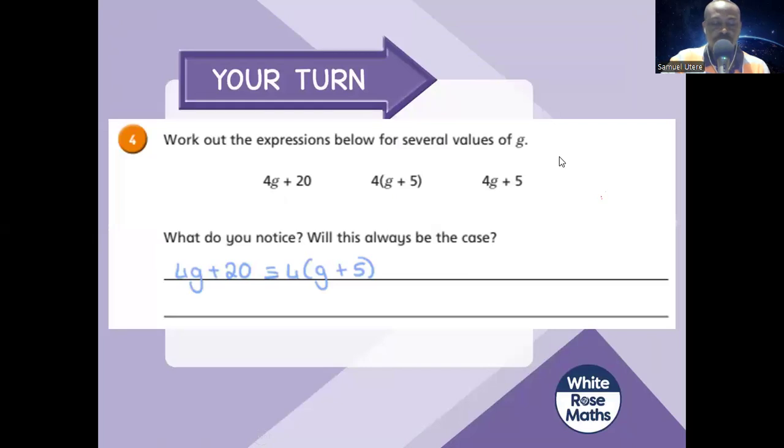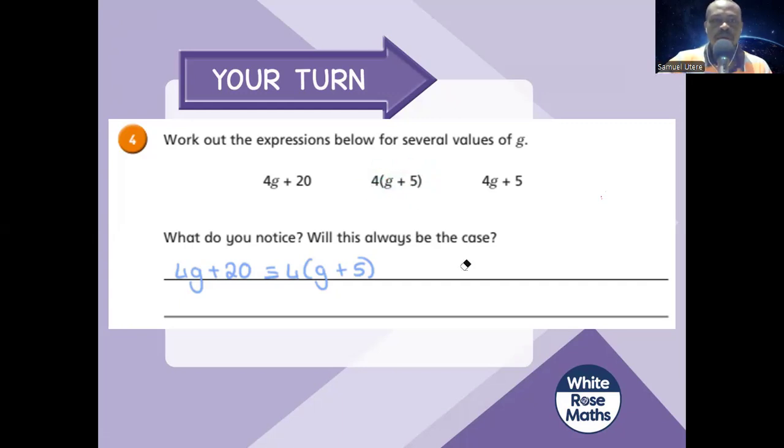Here is the answer to question 4. Here you're told to work out the expressions below for several values of g. And then here you just need to test with values. And then you can see that these are equal. Again, remember, I don't want you to forget this. We could do this. Whatever is outside can multiply what's inside. So that's 4g add 20. Don't forget that. You'll come across it in the future.